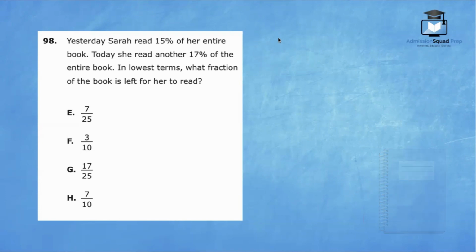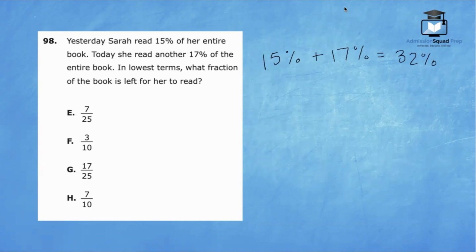Question number 98. Yesterday, Sarah read 15% of her entire book. Today, she read another 17% of the entire book. In lowest terms, what fraction of the book is left for her to read? Since Sarah read 15% plus 17% in total, this will add up to 32%.